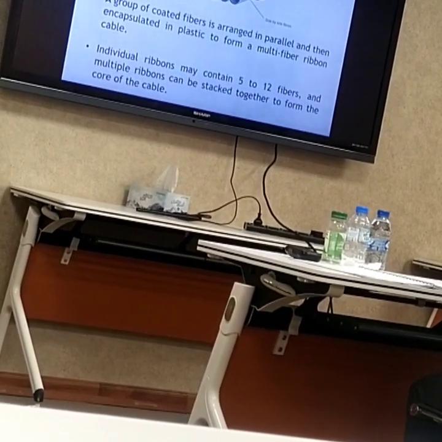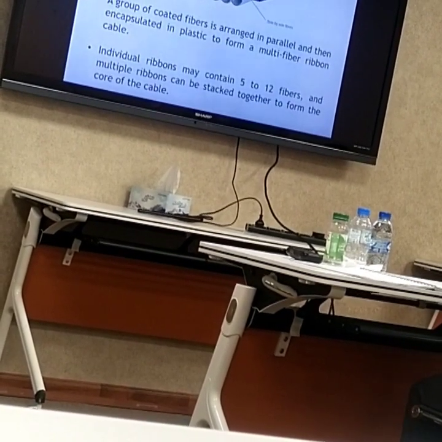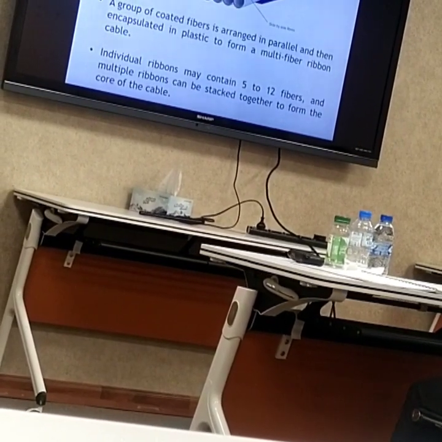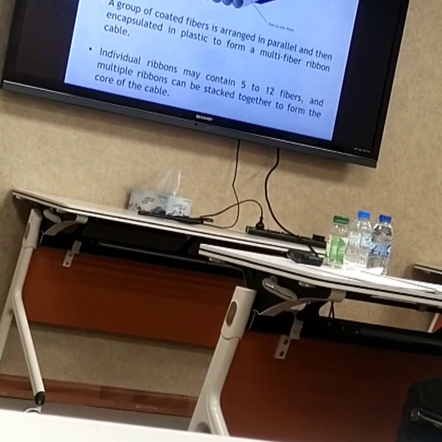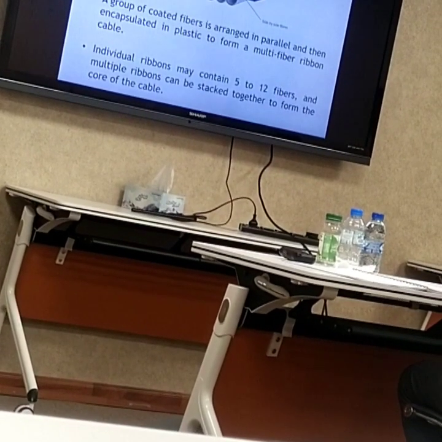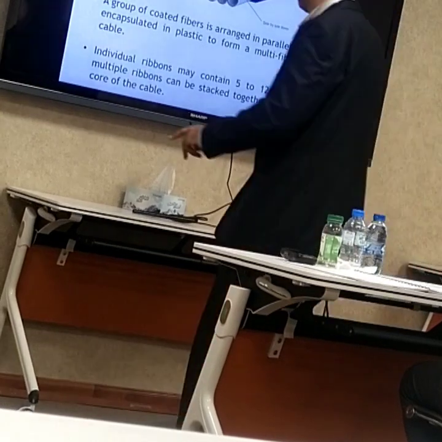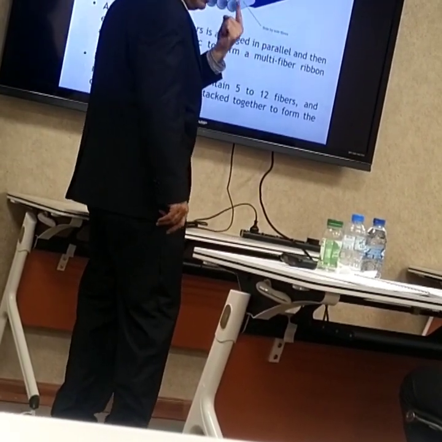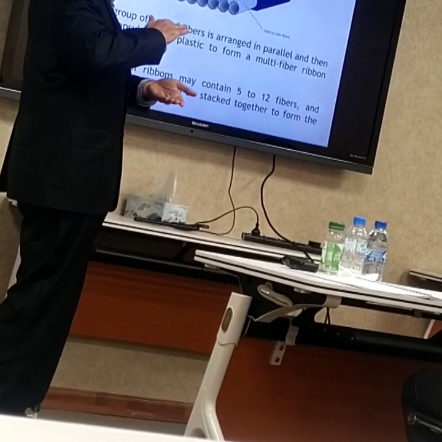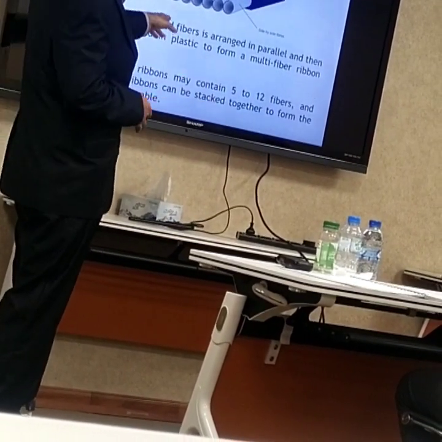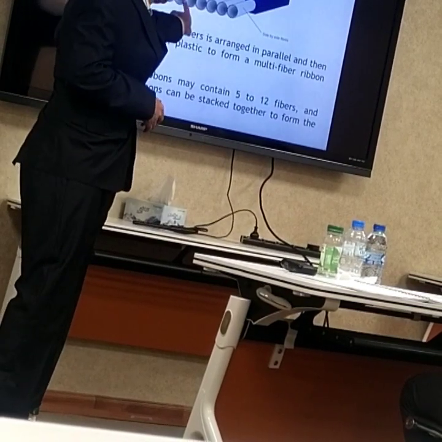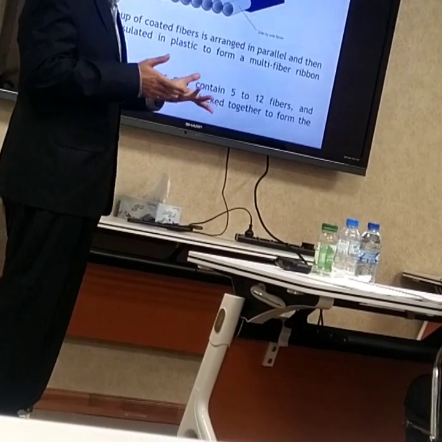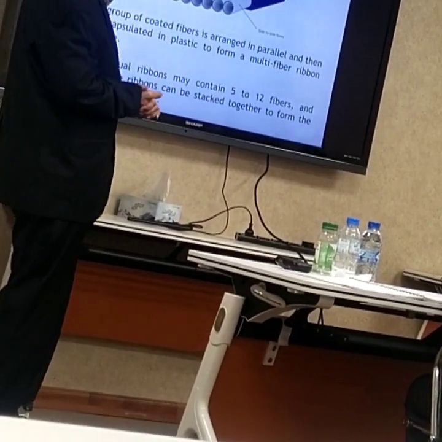In this case, an individual ribbon may contain 5 to 12 fibers. You can use multiple ribbons. This is one ribbon only. This one ribbon contains 1, 2, 3, 4, 5, 6, 7. One ribbon. You can have 5, 6, 8 ribbons. So, for example, if you have 10 ribbons times 6 or 7, so 75 in one. Okay.